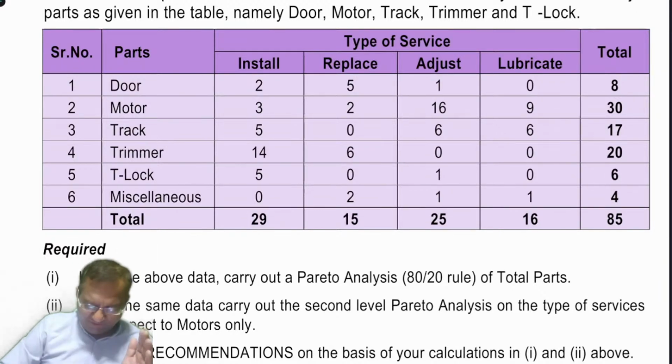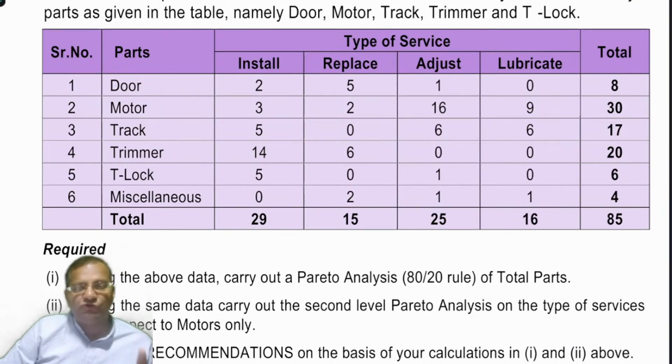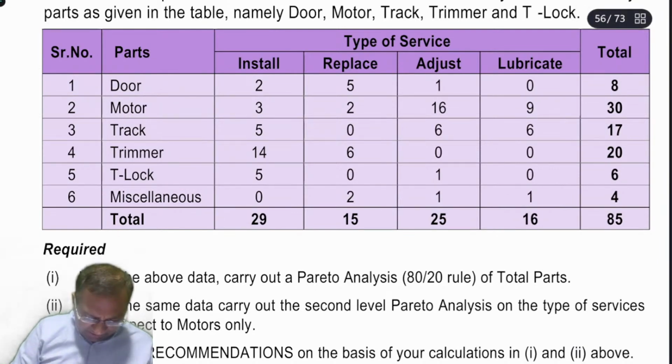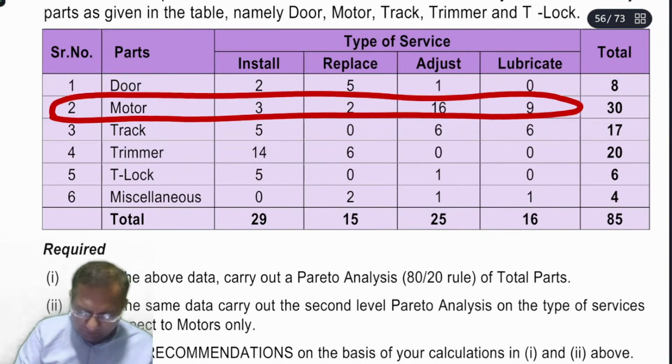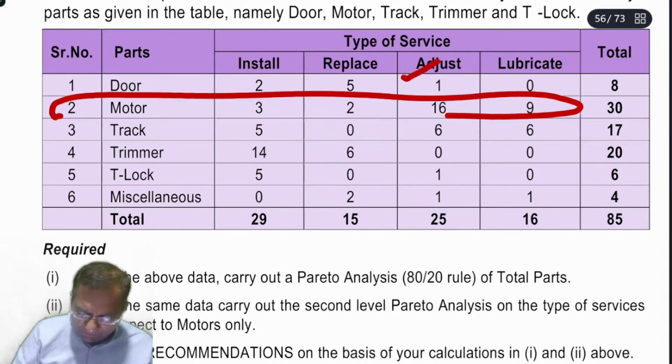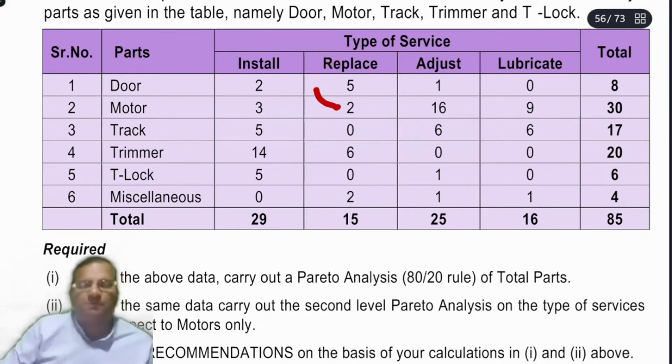Okay, beta. In the second requirement part, we have to make a Pareto analysis on one of the types of service, and the type of service is motors only. सिर्फ motors के लिए हमें Pareto analysis chart बनाना है, and in this motor, the first point will be the adjustment, because adjustment will require 16 motors. Then it will be lubricate, then it will be installation, and then last will be the replace.